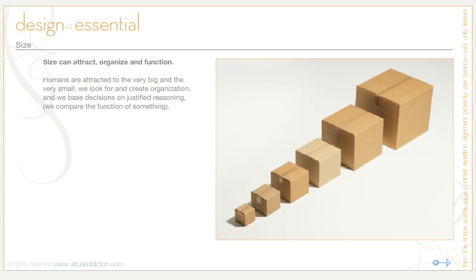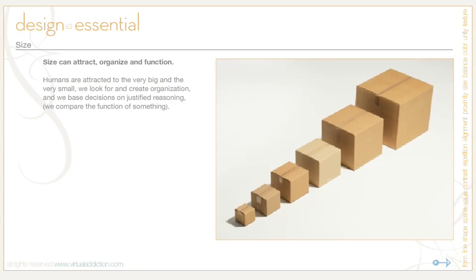We look for and create organization. We line up our children shortest to tallest for school pictures, and we always have them line up in lines. We base decisions on justified reasoning, like we're going to buy a car that fits the size of our family. That's the way it would function.